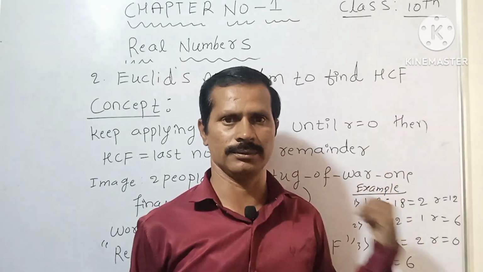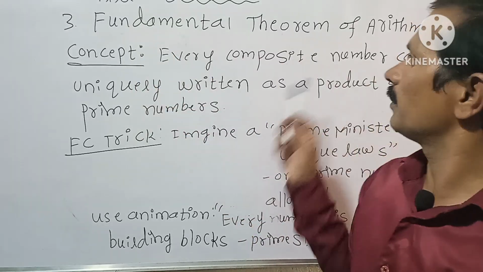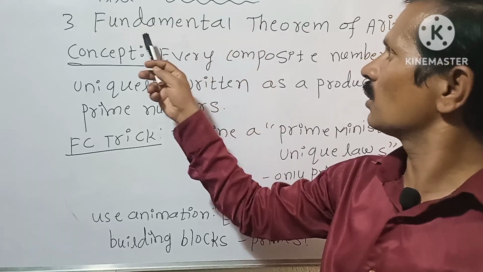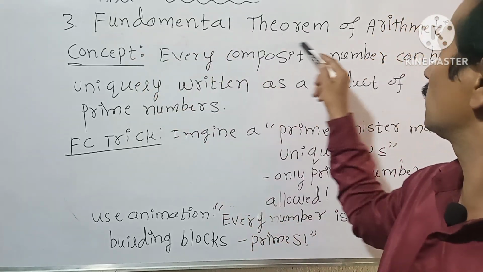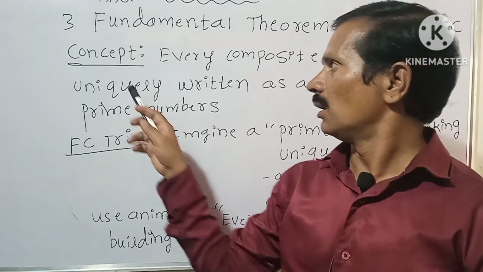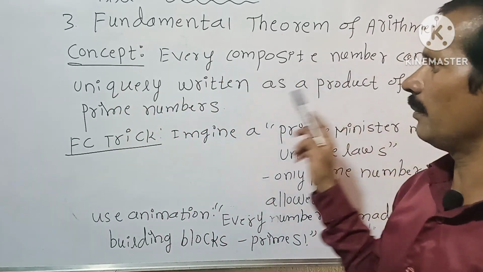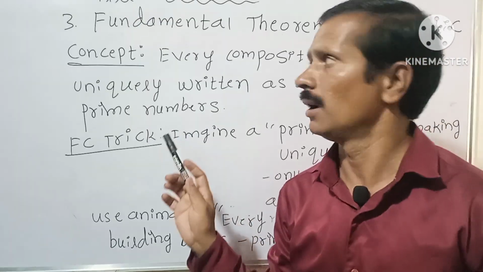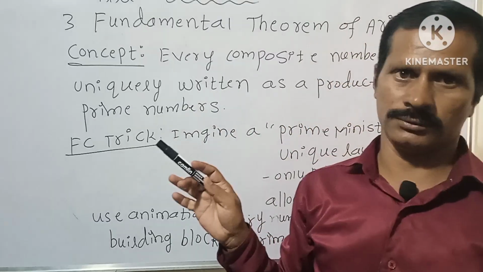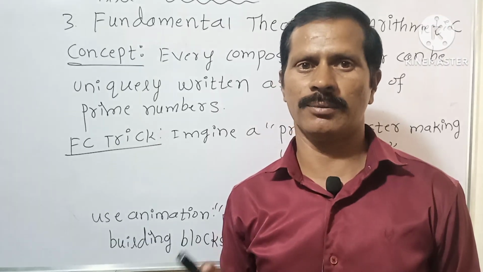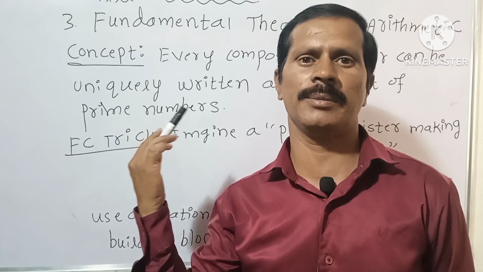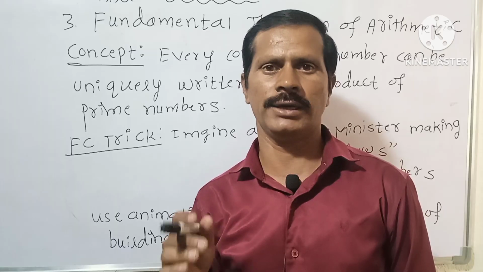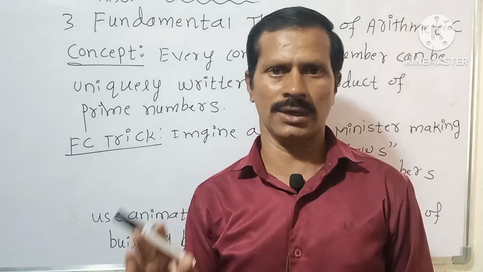Concept number 3: the Fundamental Theorem of Arithmetic. This is very important in real numbers. The concept: every composite number can be uniquely written as a product of prime numbers. Every composite number can be written in the form of a product of prime numbers; that is the Fundamental Theorem of Arithmetic.